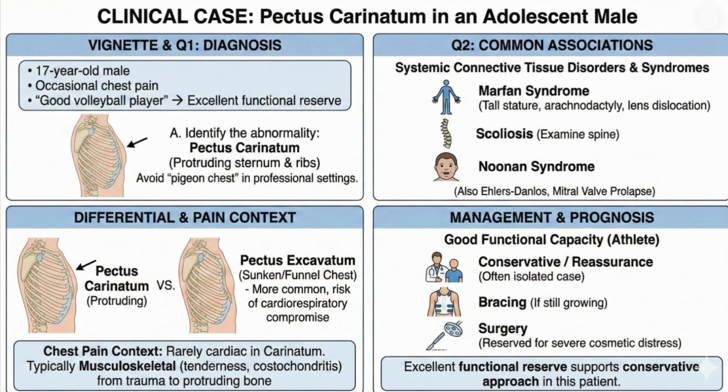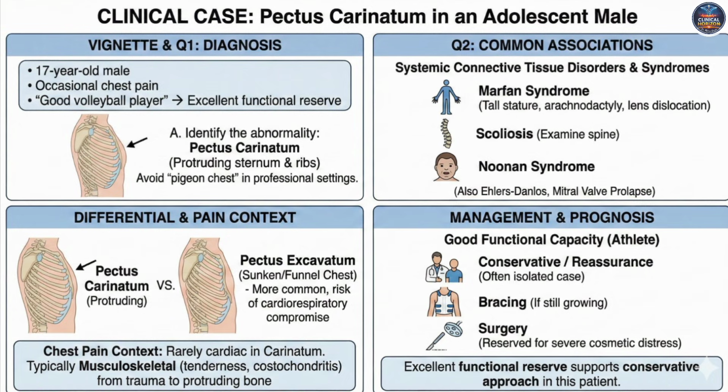Second question asks, mention 3 common associations with this condition. While many cases of pectus carinatum are isolated findings in otherwise healthy kids, as doctors we are trained to look for patterns and syndromes. If you see a chest wall deformity, you must think of systemic connective tissue disorders. The answer to write: Marfan syndrome. This is the most classic association.